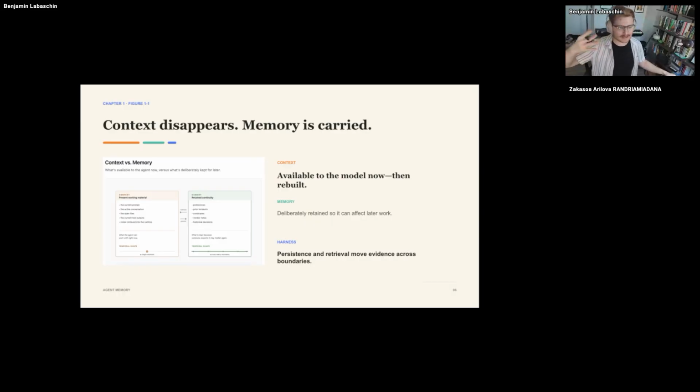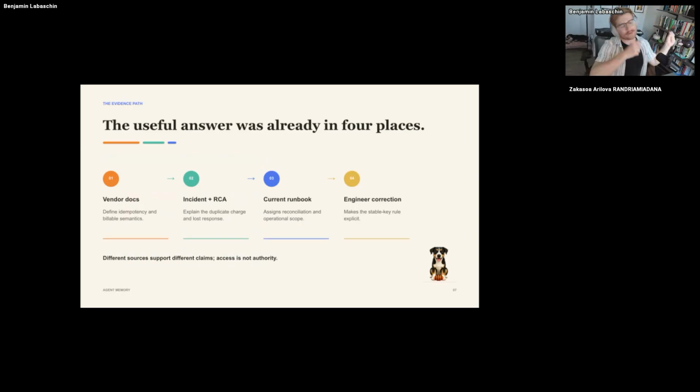My background's in economics, so I think about things in an economic sense. Just like in real life, where an investment is you're placing money into some sort of money generating scheme, stock, whatever, intentionally with the goal that one day you will pull it out and there will be more. That is what memory is. It is intentional. It carries things like preferences, prior incidents, constraints, etc. So context is available to the model right now. Memory is deliberately retained.